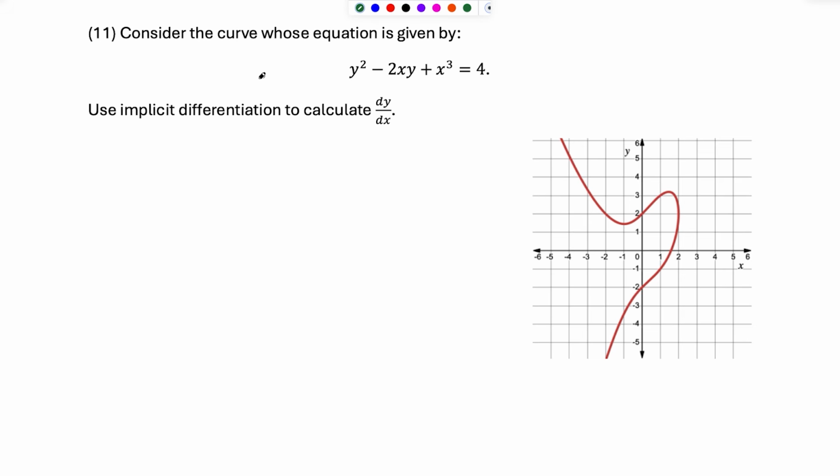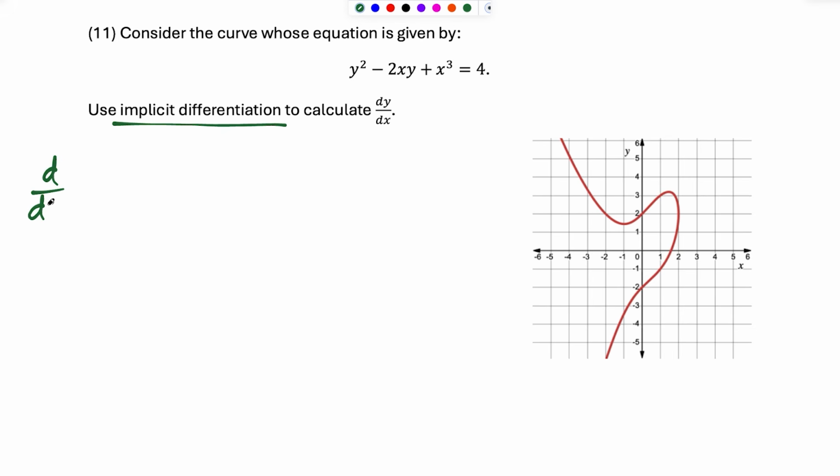Question 11, we have a curve whose equation is given here, and we're going to use implicit differentiation to calculate dy/dx. For this question, I included a graph of the curve to help us see the concept. The time to use implicit differentiation is when you have an equation like this and you cannot solve for y. You could try to do a whole bunch of algebra here, but separating y is not going to be nice. And we can see on this graph that it does not represent a function of x because it would fail the vertical line test. So we'll just start taking the derivative as is.